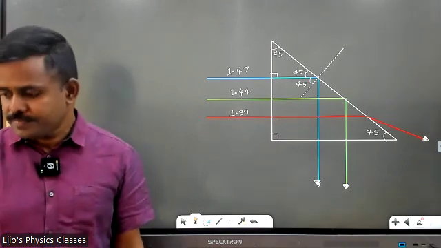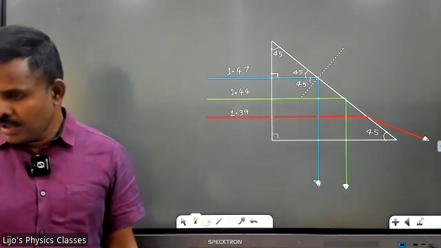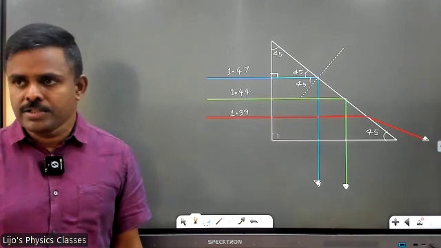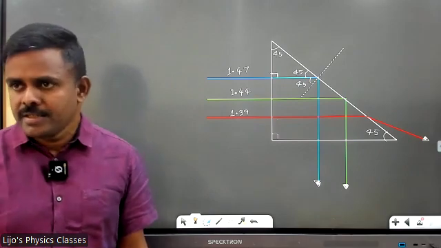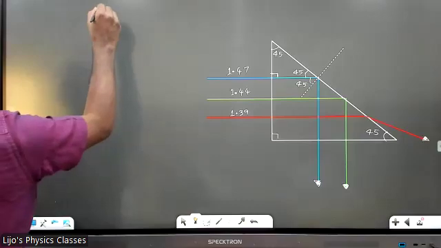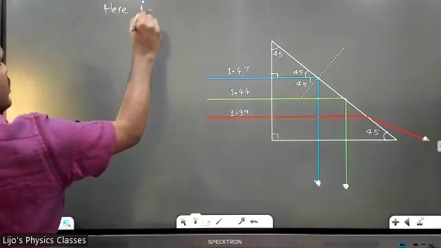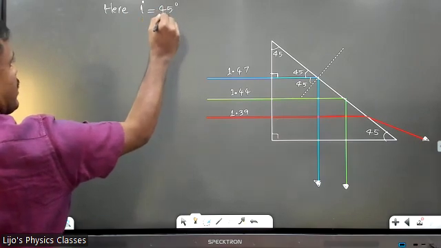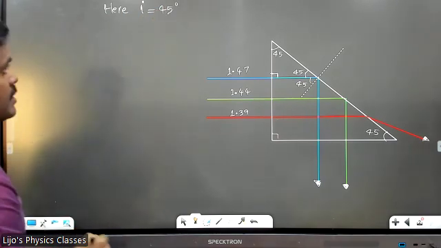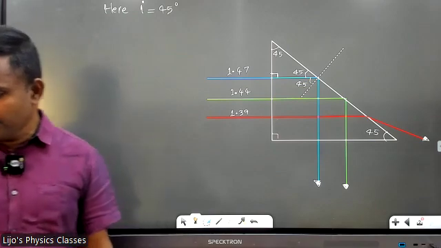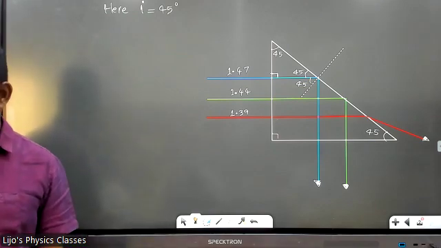Am I correct? All the rays are falling at 45 degrees. So you know the angle of incidence, right? Correct. Here you can write: I is equal to 45 degrees. Angle of incidence equal to 45 degrees, right?